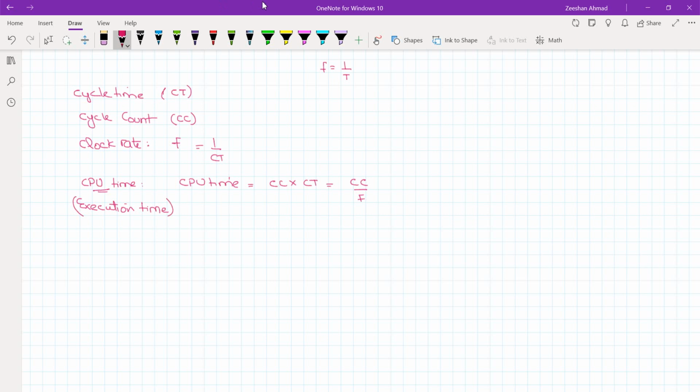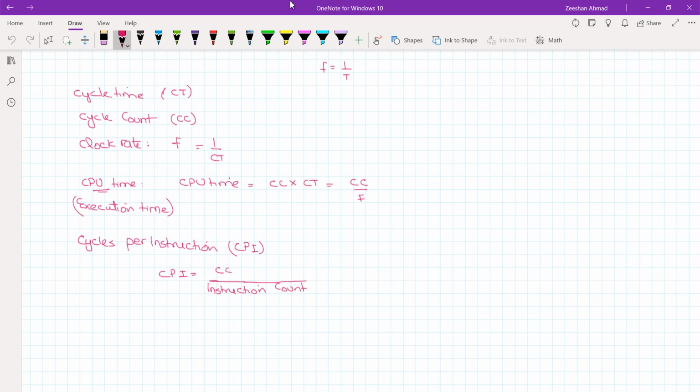Then the next one is the cycles per instruction. The clock cycles per instruction we can write as the CPI. This is the number of clock cycles needed for a certain instruction. So CPI will be equal to the cycle count divided by the instruction count here. And this is what we have, simple.